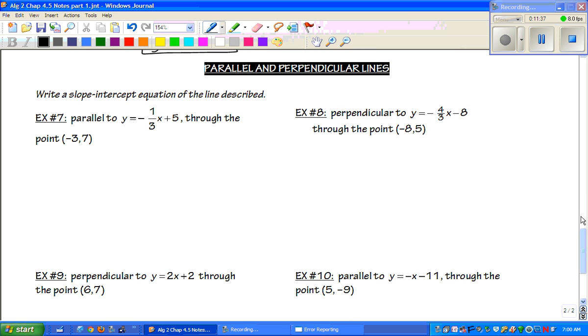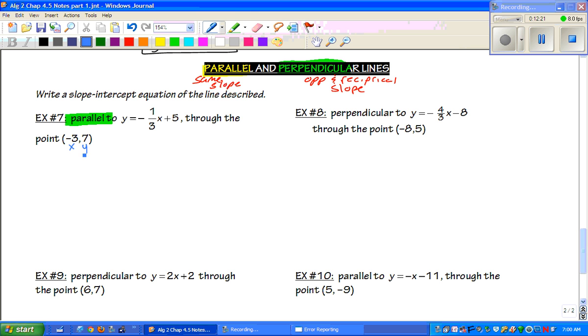It's okay. Alright. Now we're going to talk about some special cases when we're working with parallel and perpendicular lines. It's important that we remember the definitions of these. Parallel lines have the same slope. Perpendicular lines have the opposite and reciprocals for the slope. Now, the directions are telling us to do the same thing. Always take a look at what the word's telling you. So a line parallel to y equals negative 1/3 x plus 5 through the point negative 3, 7.